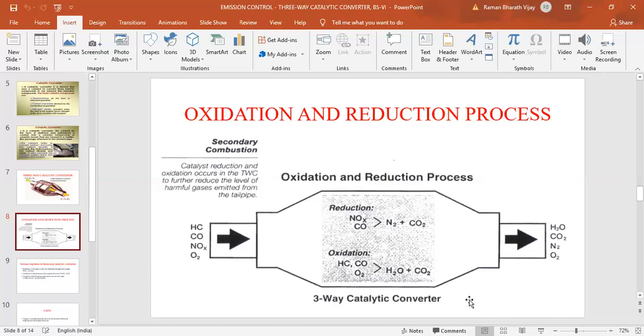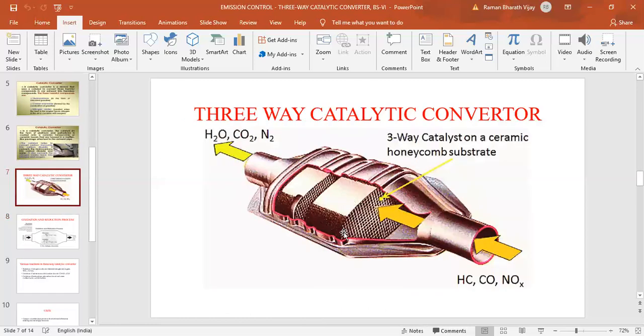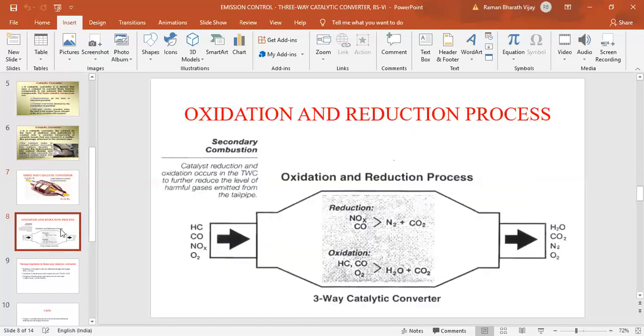So this is a three-way catalytic converter, and it has two processes: oxidation and reduction. In reduction, nitrogen oxides are converted into harmless nitrogen. In oxidation, hydrocarbon is converted into water and carbon dioxide, which are harmless gases. Next, we will go to the uses. This is about the working principle and the diagram. You can draw the diagram and explain what I have said.